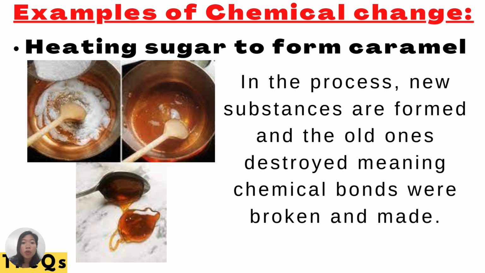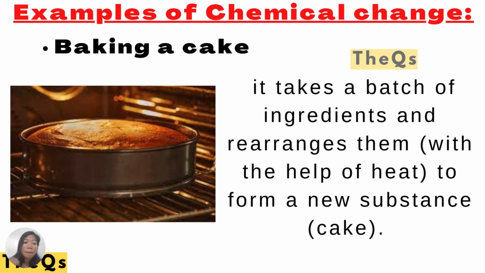Heating sugar to form caramel. In the process, new substances are formed and the old ones destroyed, meaning chemical bonds were broken and made. So there is another formation of a substance, so chemical reaction. Baking a cake takes a batch of ingredients and rearranges them with the help of heat to form a new substance. That is a cake. So chemical reaction when you bake a cake.